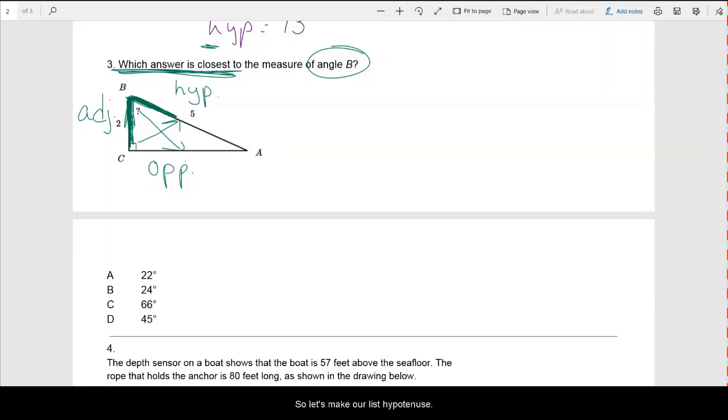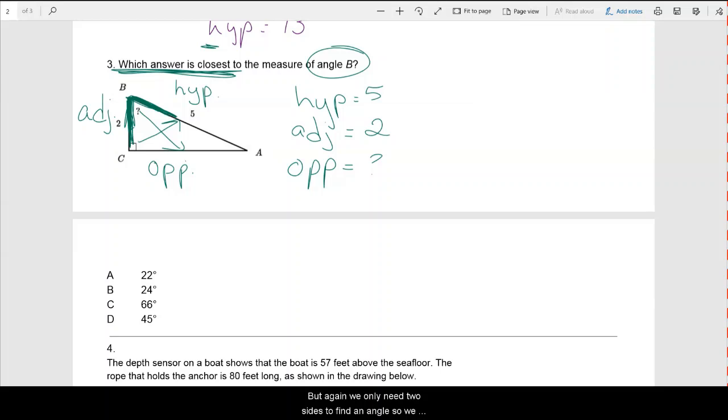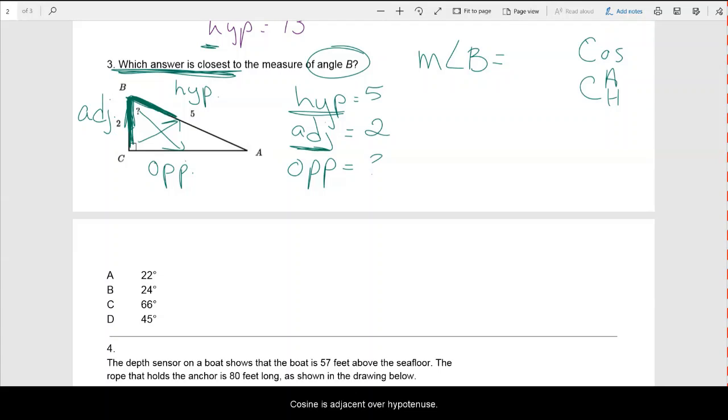So let's make our list. Hypotenuse is 5. Adjacent is 2. Opposite is unknown. But again, we only need two sides to find an angle, so we don't need the opposite. So we're looking for the measure of angle B. So we need to figure out which function we're going to use. We have adjacent and hypotenuse. So we are going to use cosine because SOHCAHTOA, cosine is adjacent over hypotenuse.